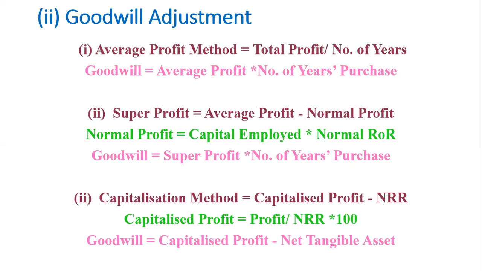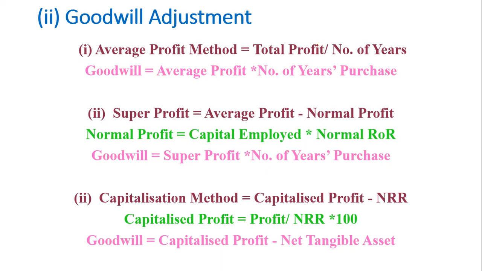The first method is the average profit method. Here, the total profit of all the years, if 5 years' profit is given, the total of those profits is divided by the number of years, 5. That will give you the average profit. And goodwill is average profit into number of years of purchase. This is a general and the easiest calculation with regard to the goodwill adjustment.